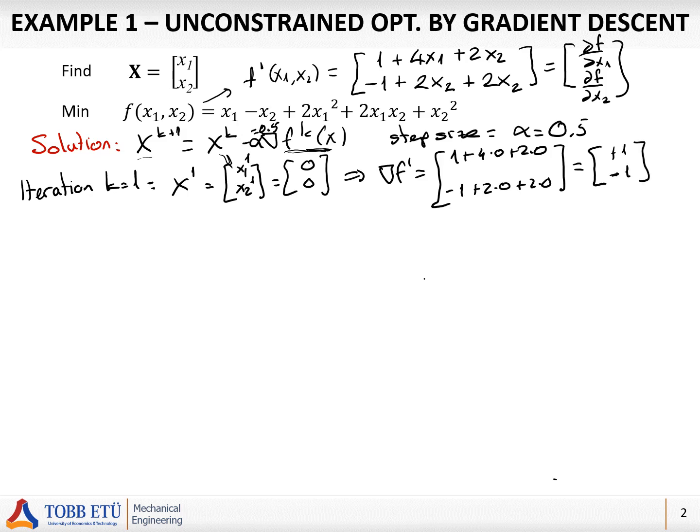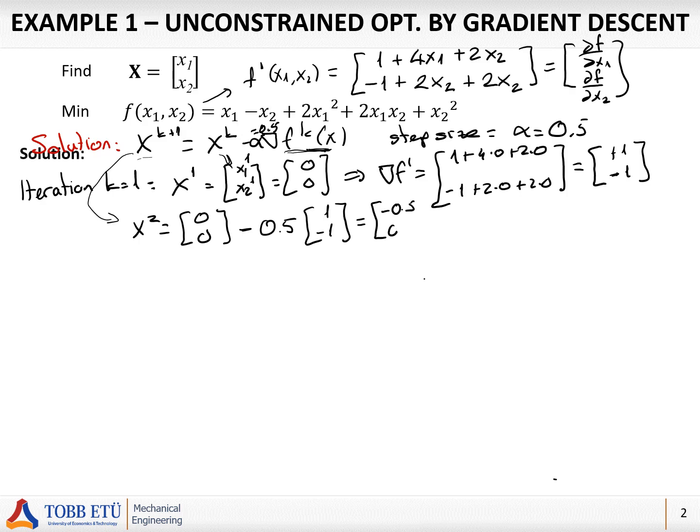Let's write these all into this search direction algorithm. So x2 is equivalent to x1, which is 0, 0, minus alpha, 0.5 is set, times 1, minus 1. And from here, simply we will calculate the x2 as minus 0.5 and 0.5.